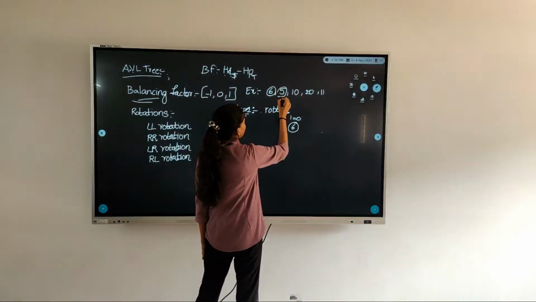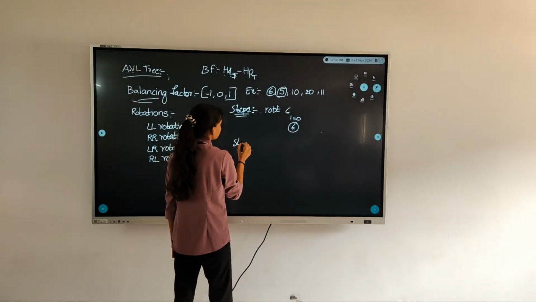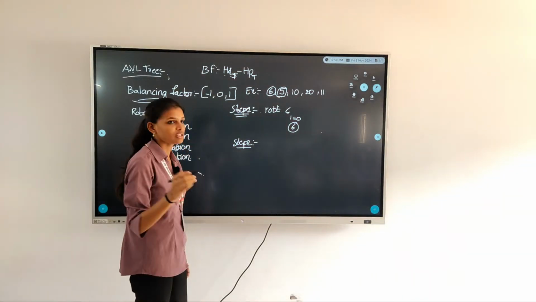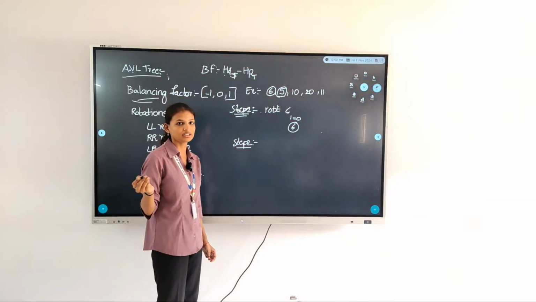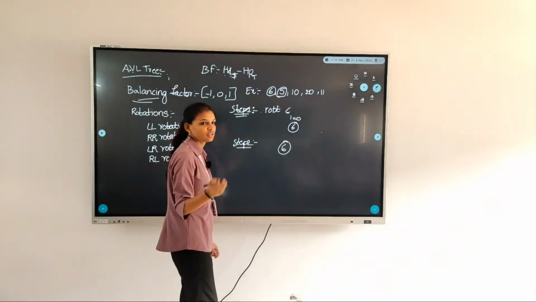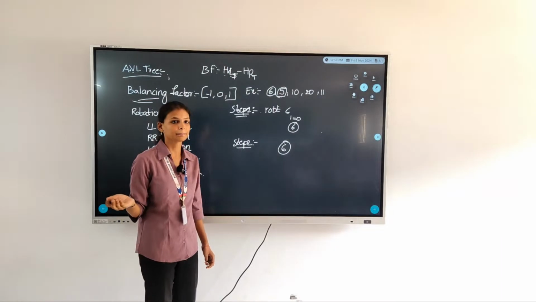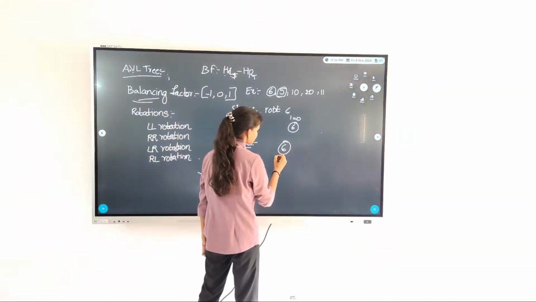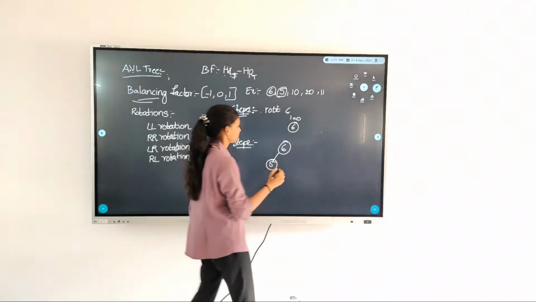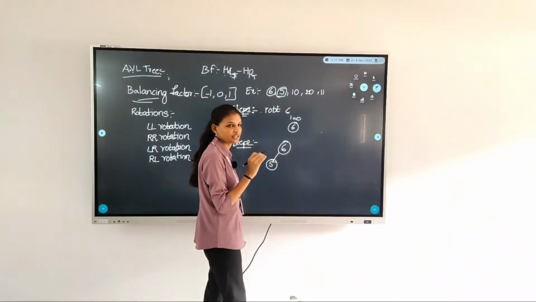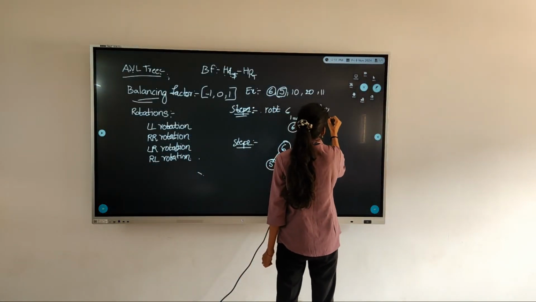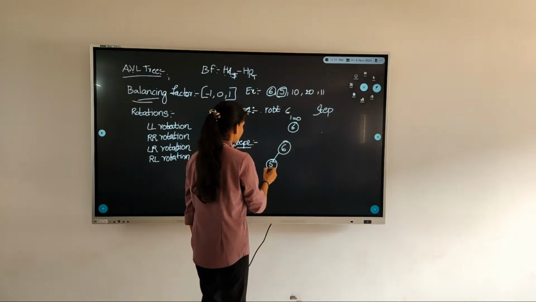Next number is 5. In step 2, we need to check whether 5 is smaller than the root node or greater than the root node. It will be inserted to the right. Sorry, to the left, because it is smaller than the root node. And next one, in step 3, sorry, I forgot.